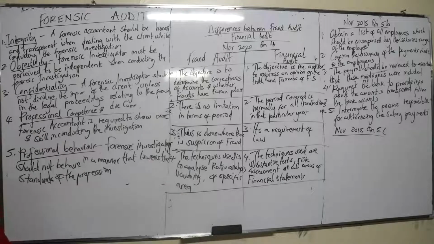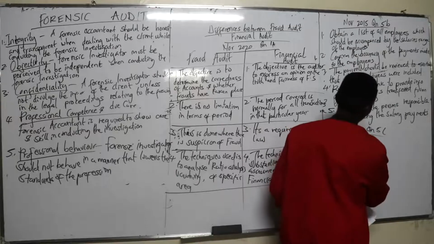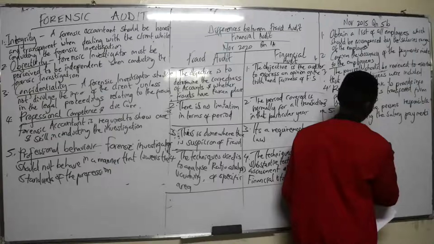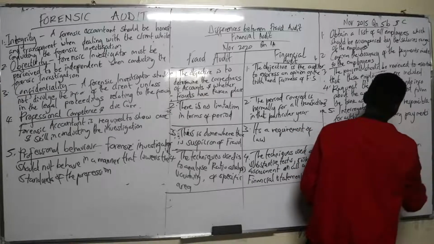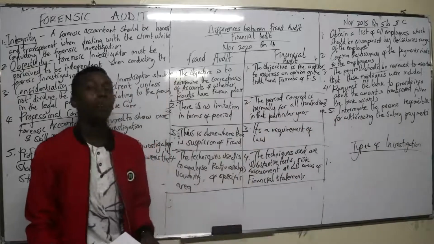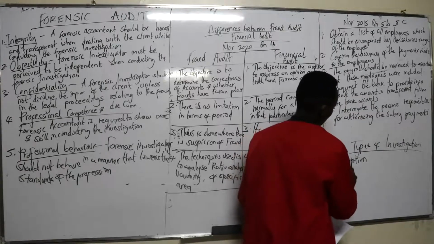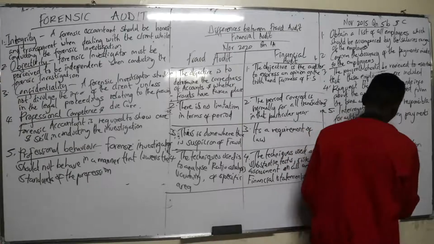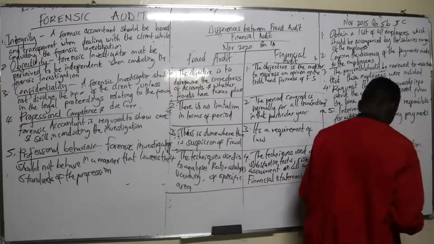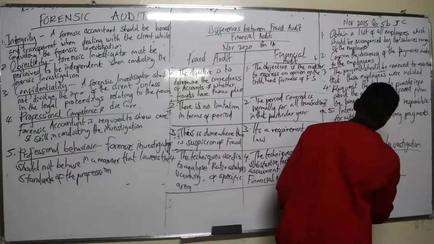So we have instances whereby the forensic investigation may be done, and the types of investigations that may be done include, one, if there is corruption in the entity. Also what we call asset misappropriation. This is a form of fraudulent activity whereby you try to misuse the assets of the company.